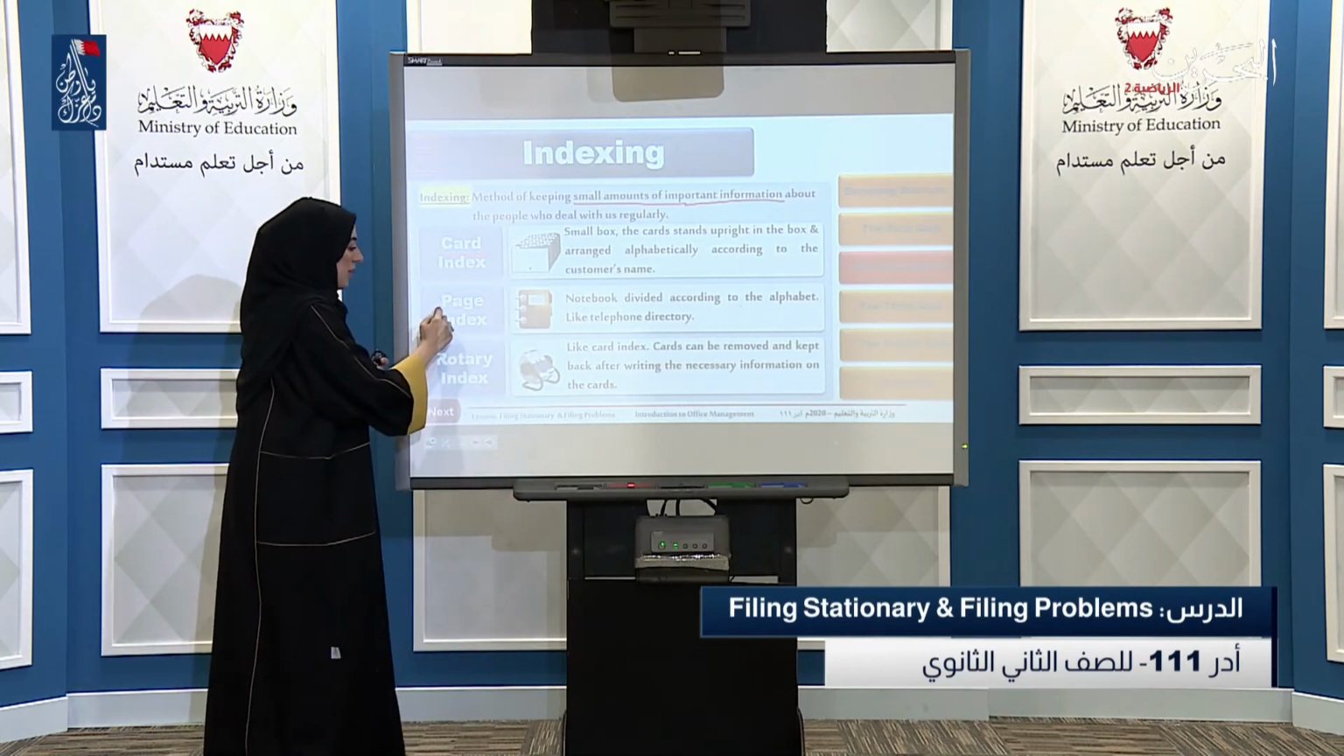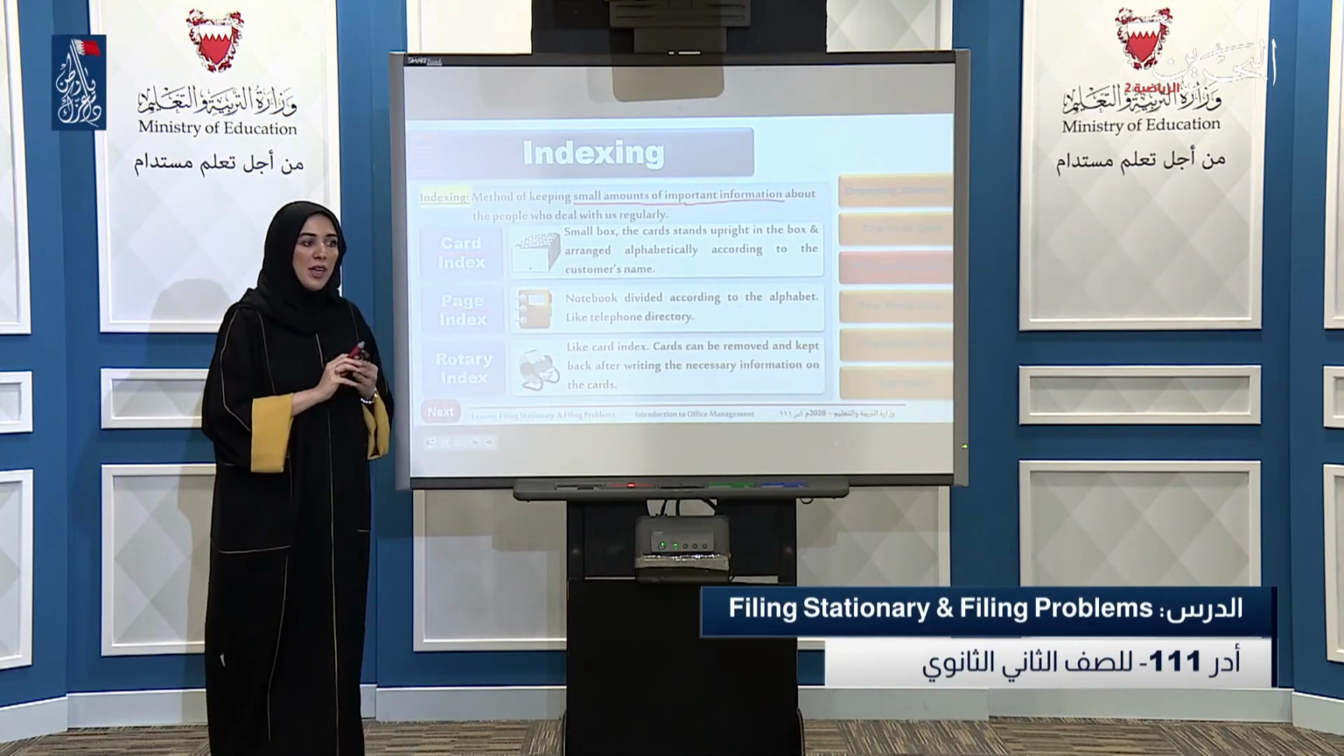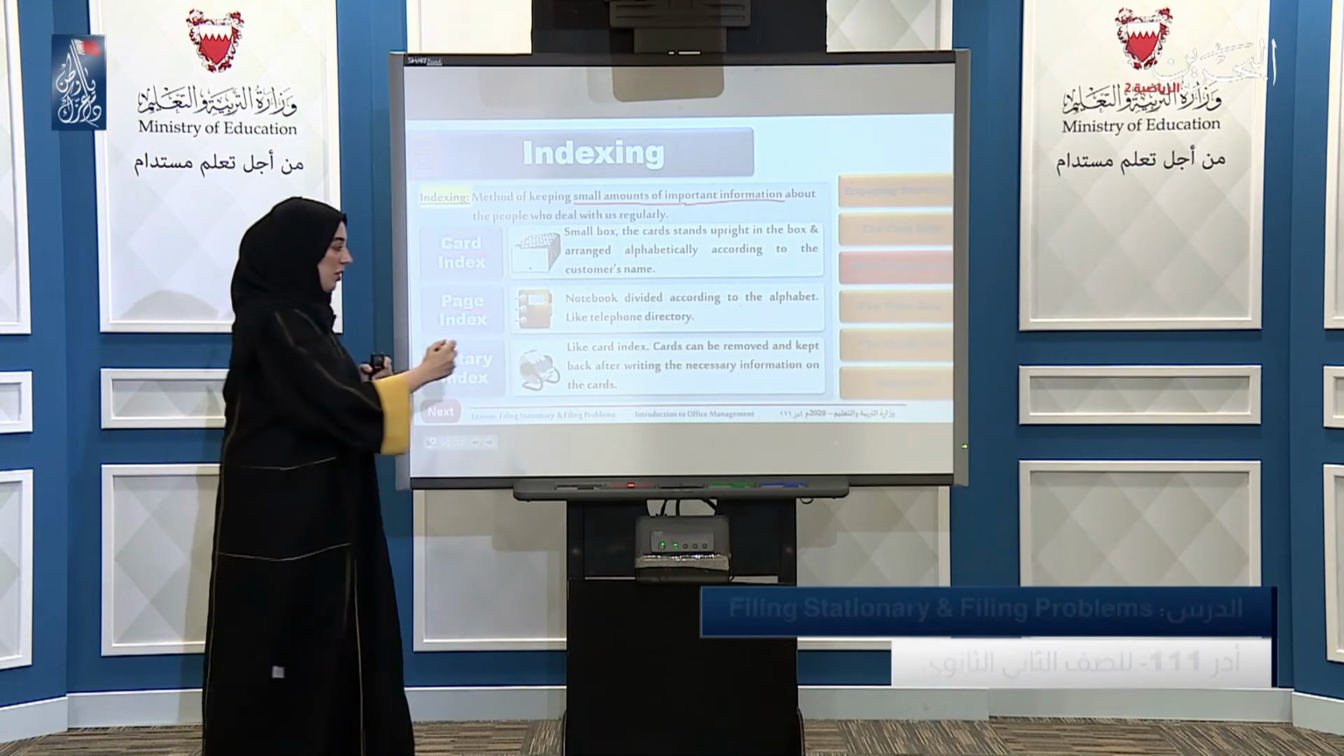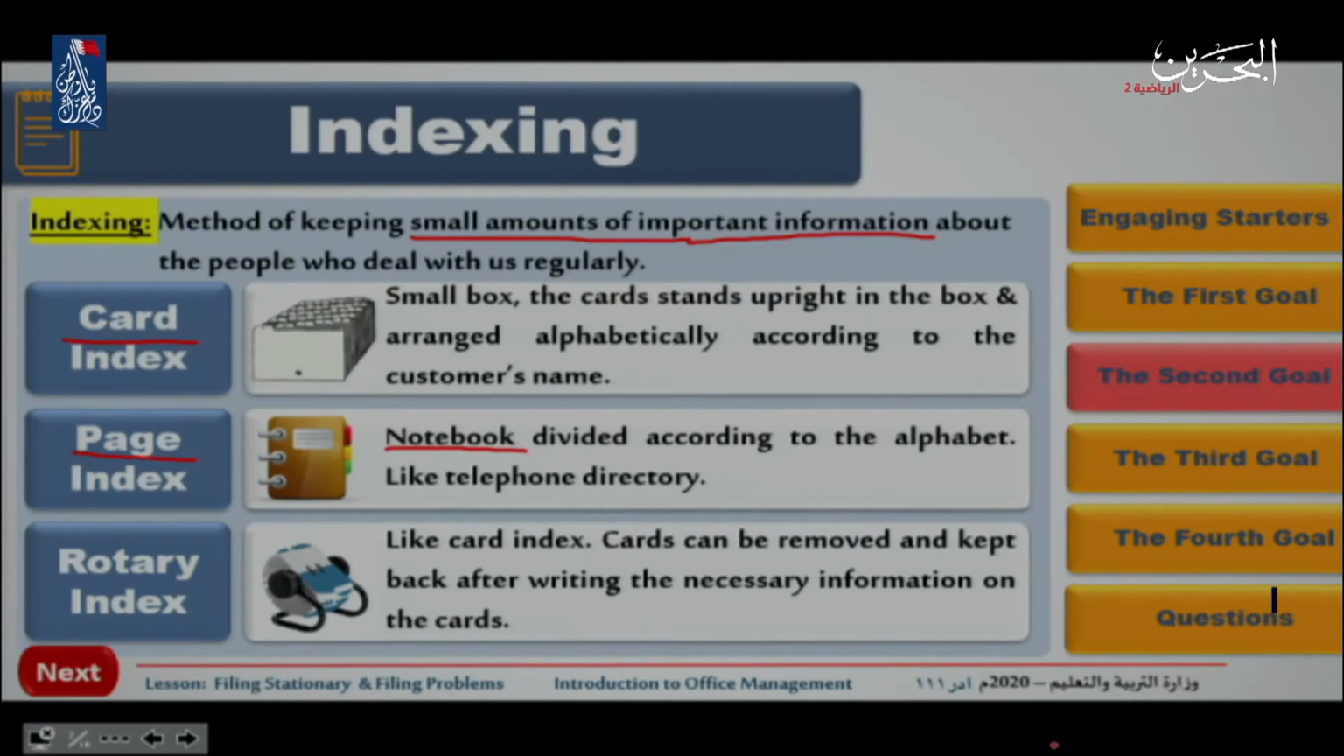The second type is page index. Page index is like a book, or as you can see here, a notebook. It's a notebook divided according to the alphabet, like the telephone directory. It's a notebook from A to Z. I write the information of the person behind his letter.